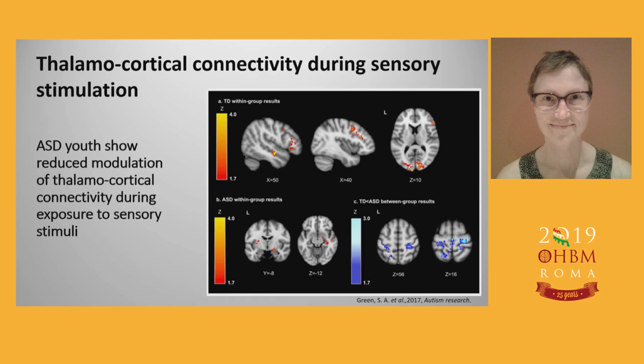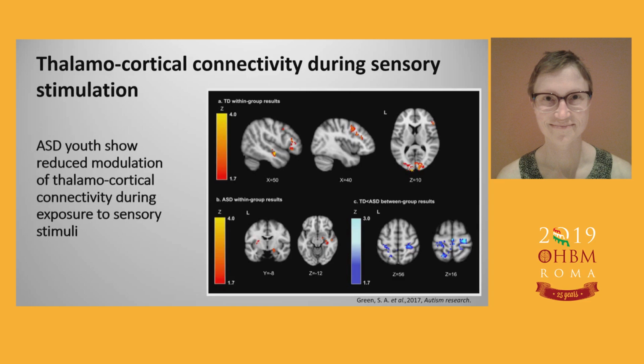So our group has found that the thalamocortical connectivity during sensory stimulation is different in kids with ASD compared to typically developing youth. In the typically developing youth, there is an increase during sensory stimulation in the frontal cortex, the visual cortex, auditory cortex, and some other frontal cortical areas. And then there's a decrease, you can see in the bottom right here, during sensory stimulation in some of the somatosensory areas. But in the autistic youth, in the lower left corner of the figure, you can see that overall there's just less modulation of the thalamocortical connectivity during sensory stimuli.